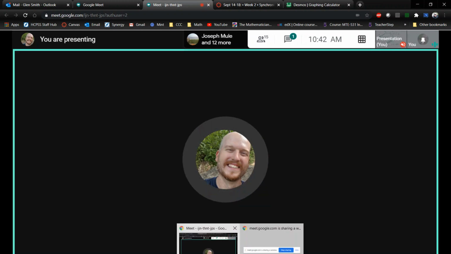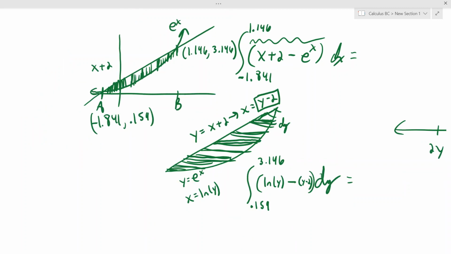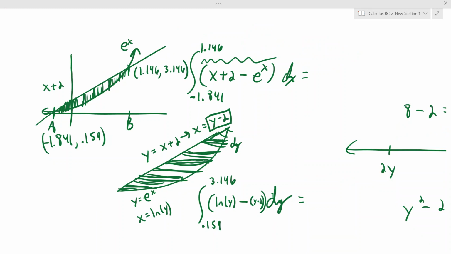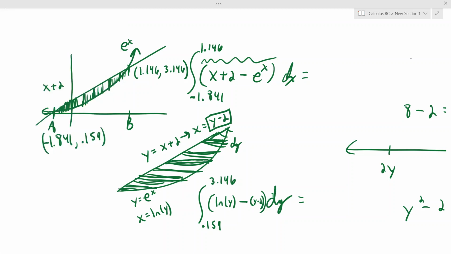So let's go back to actual math, though. Oh, we're going to be out of time. Well, that's okay. Let me show you real quick before you get out of here. These are going to be the same exact answer, okay? But notice, the first one, we can integrate. I know how to integrate e to the x. But the second one, the y version of it, has an ln of y in it, and we don't know how to integrate just ln of y. So the x version of this is easier.